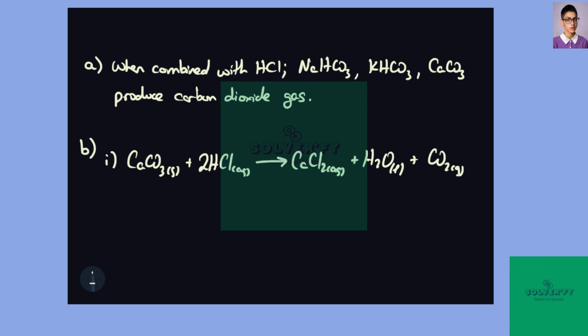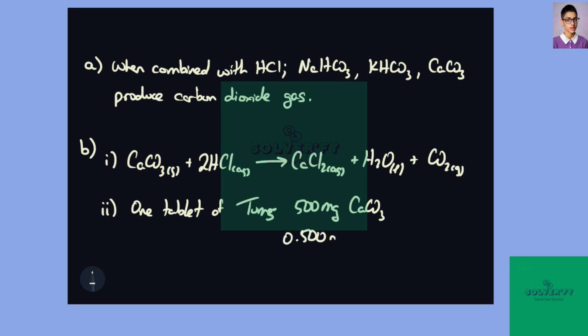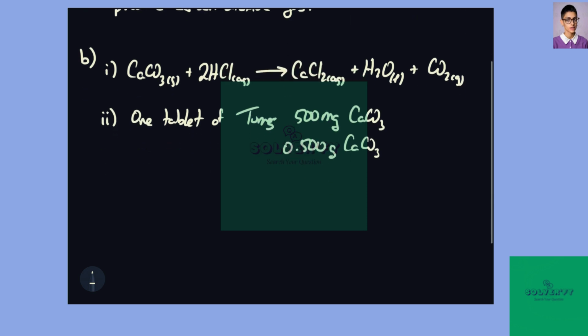For part 2, what volume in milliliters of 0.5 molar HCl would react completely with 1 tablet of Tums? So 1 tablet of Tums, we're told, is 500 milligrams of CaCO3, which is equivalent to 0.500 grams of CaCO3. So let's find the volume of HCl that would react with this. Starting from 0.500 grams calcium carbonate, let's convert this to moles here. 100.1 grams in 1 mole.